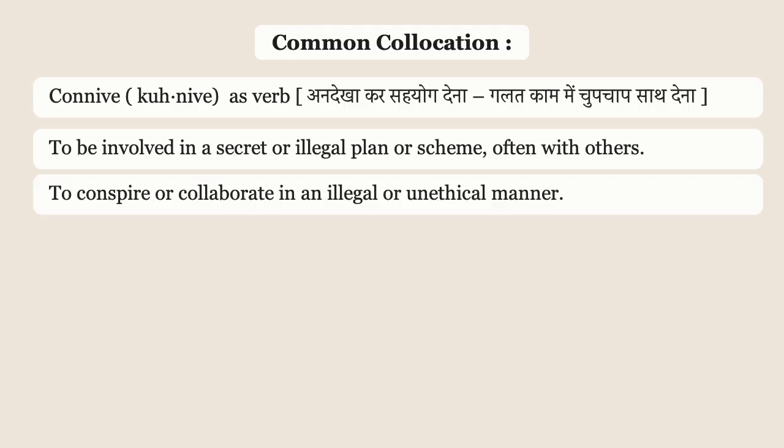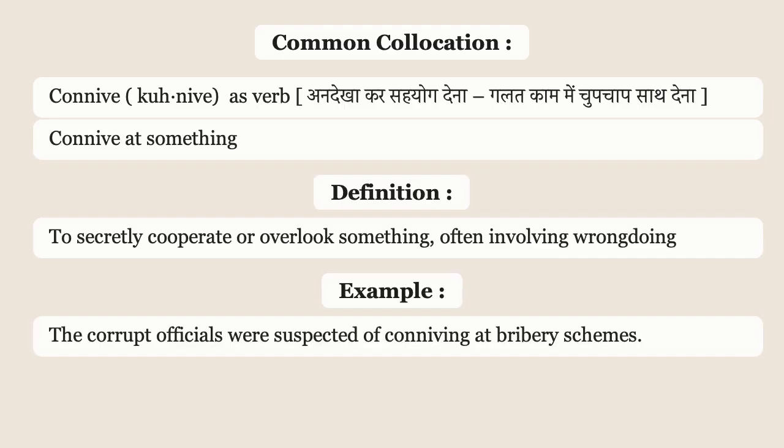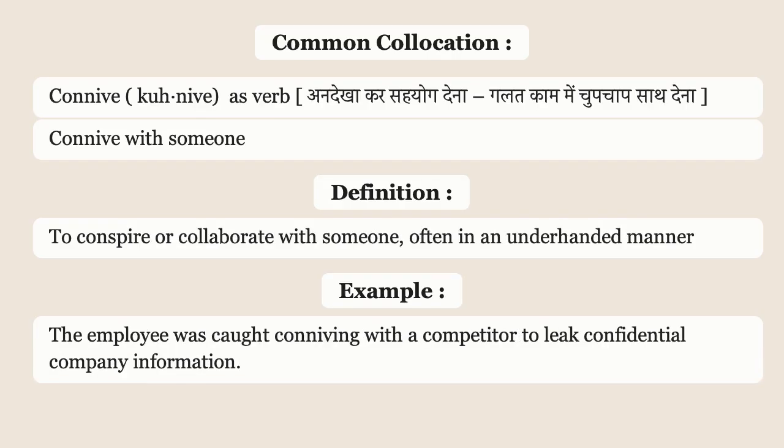Here are some useful collocations of connive. Connive at something. Definition: to secretly cooperate or overlook something, often involving wrongdoing. Examples: The corrupt officials were suspected of conniving at bribery schemes. Connive with someone. Definition: to conspire or collaborate with someone, often in an underhanded manner. Examples: The employee was caught conniving with a competitor to leak confidential company information.